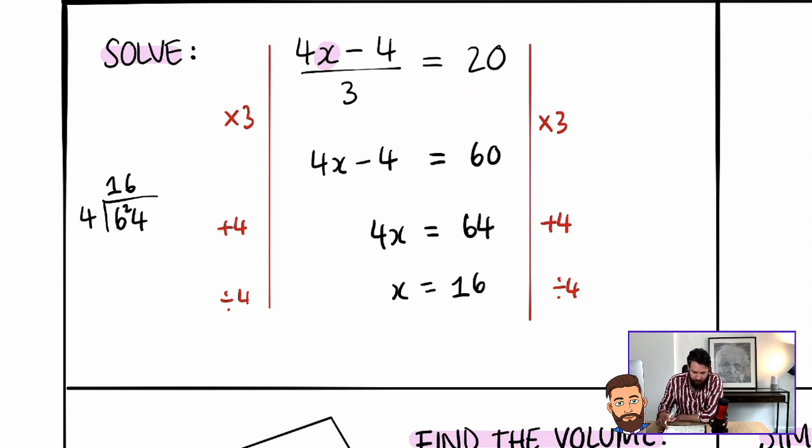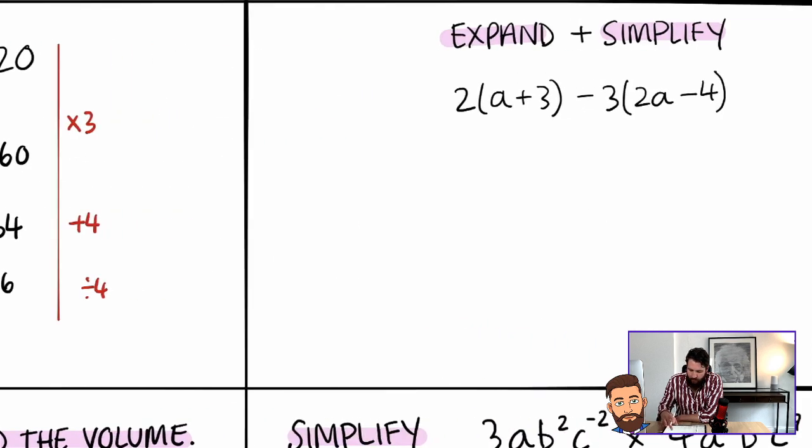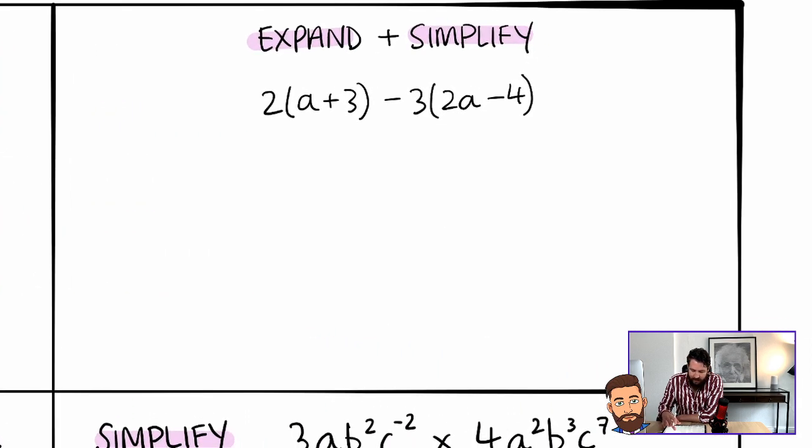Okay, so that takes us on to the next question, which is expand and simplify. So we have got two brackets here and we need to expand and simplify. Hopefully you remember that expanding is just multiplying everything in the bracket by what is on the outside. So that would give us 2 times a would be 2a, 3 times 2 would be plus 6.